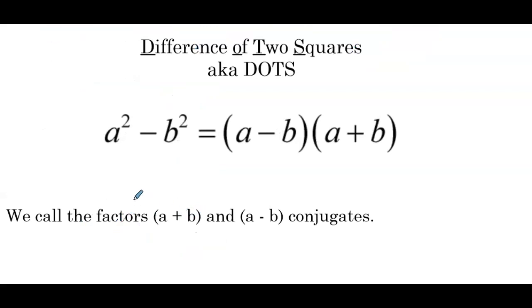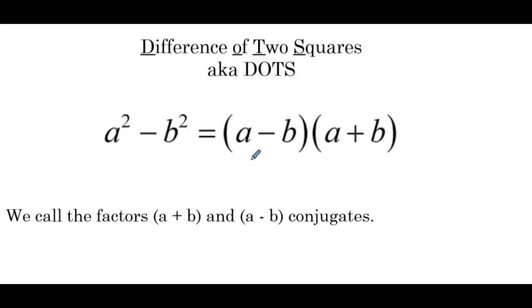So defining the difference of two squares, often referred to as DOTS, and that just comes from the first letter in each of the words. If we have the difference of two squares, so we have a squared minus b squared. So hopefully we can all agree that a squared and b squared are perfect squares. The difference means subtraction between the two terms. We can factor them as a minus b times a plus b. We call these factors in relation to one another conjugates.